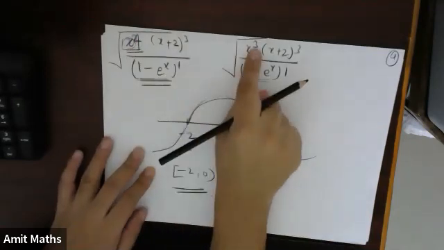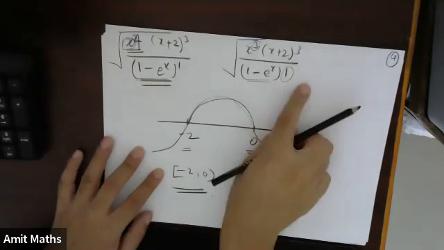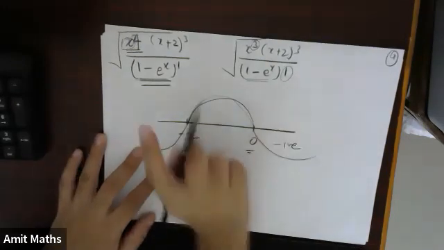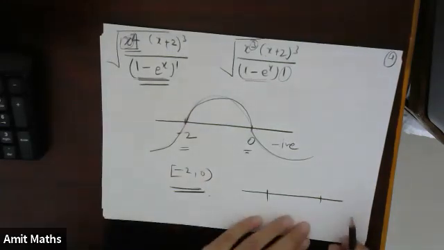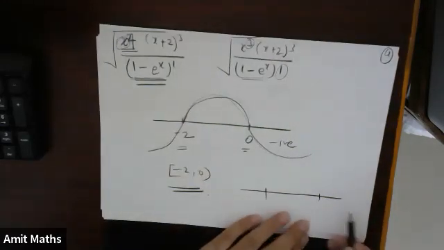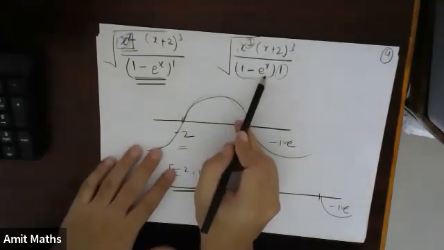Instead of 4, if it was 3, 3 plus 1 will become 4. So for 3 plus 1, now we know at x tending to minus infinity, this is negative. 3 plus 1 means 4.